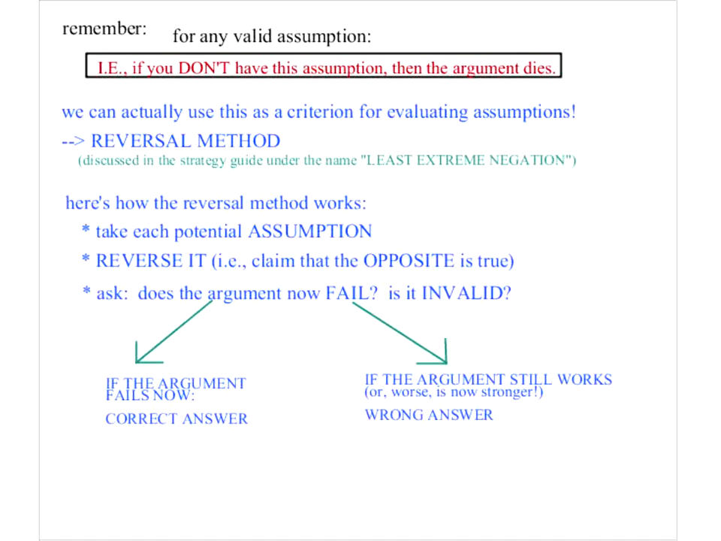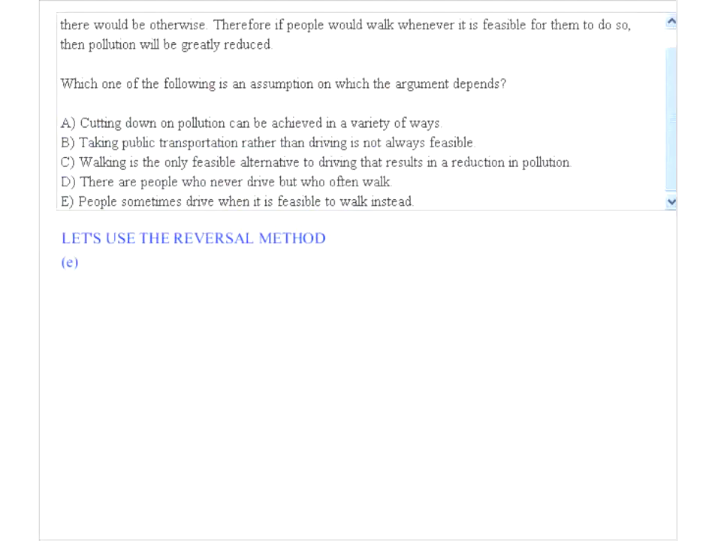Remember how it works. You take your potential assumption, you reverse that assumption, and you ask yourself, does the argument now fail? Is the argument invalid? So E says people sometimes drive when it is feasible to walk. So E says basically that there are people who drive but could walk. Does anybody know how to reverse that? Go ahead and type in the text box. What's the reversal of the statement? If this is false, then what does that mean?